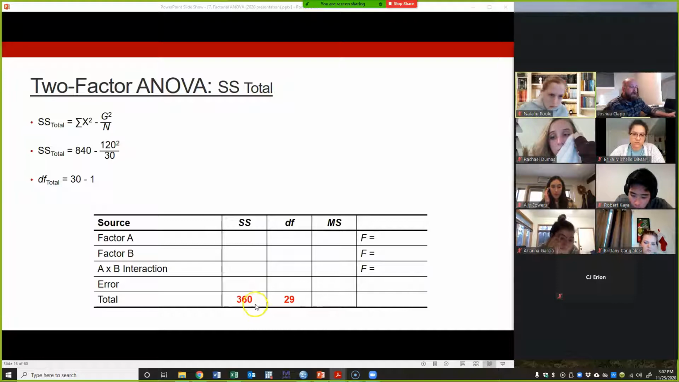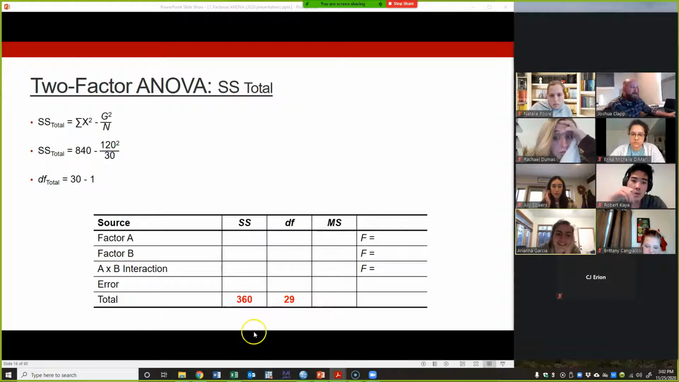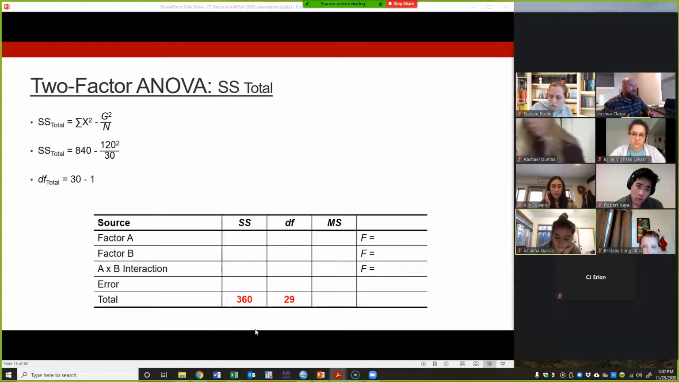Ari, if I took 360 and divided by 29, what do I get? Conceptually, you don't have to do the math. Yep, it is total variability, but more specifically variance. Remember, variance is just the sum of squares divided by the degrees of freedom. If you did this, you would get the same number as if you calculated your variance estimate from everything. So this gives you the total variance in the sample.